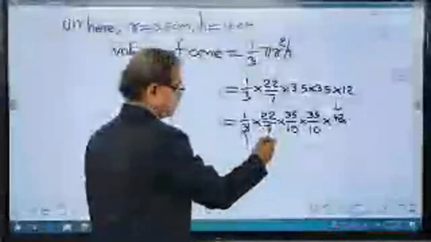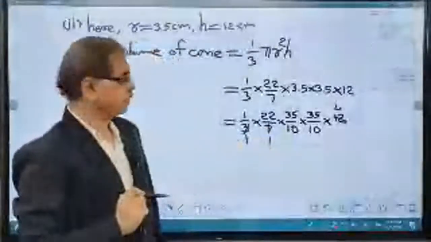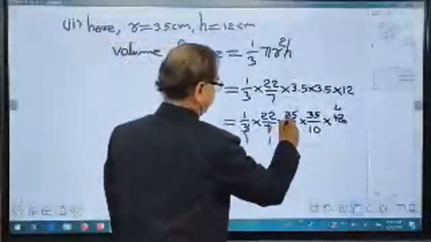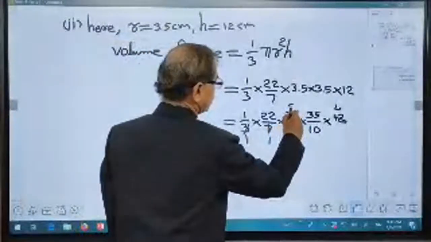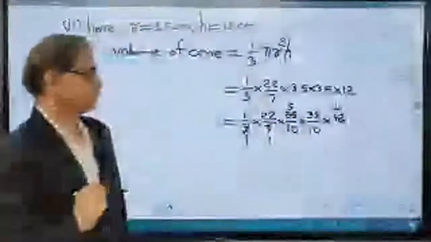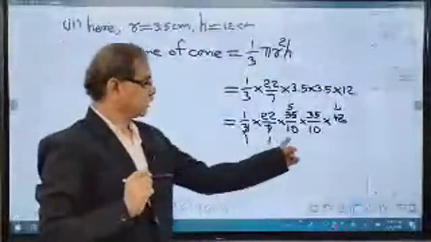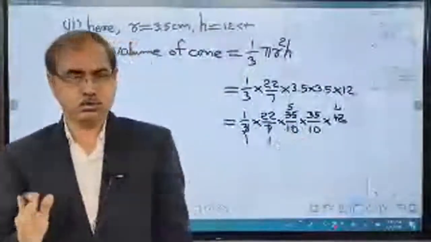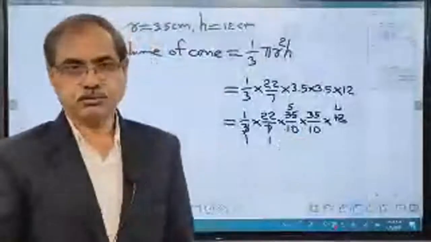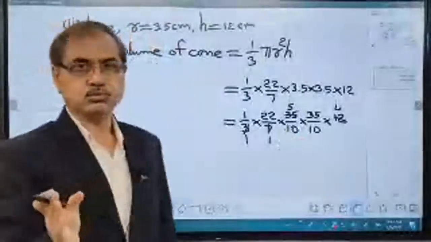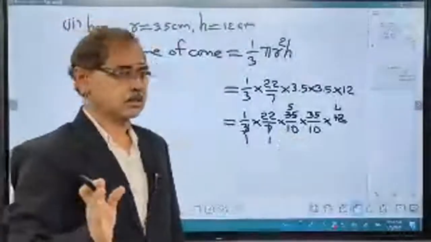Then 7 we shall reduce. 7 1s are 7, 35 comes in the table of 7. So 7 5s are 35. 10 we are able to reduce by 2 as well as by 5, but we will not do that. We will keep it as it is.